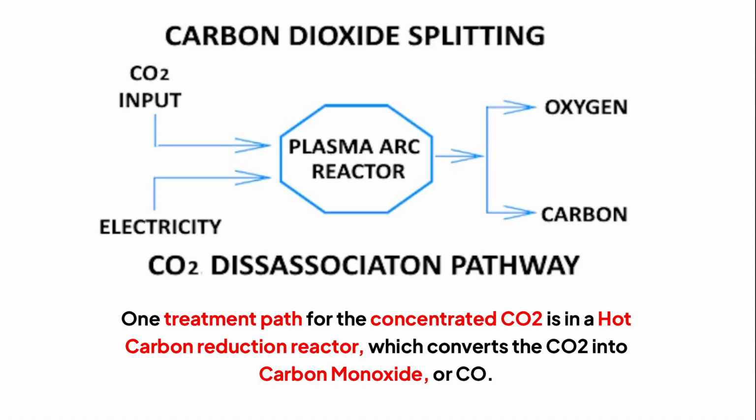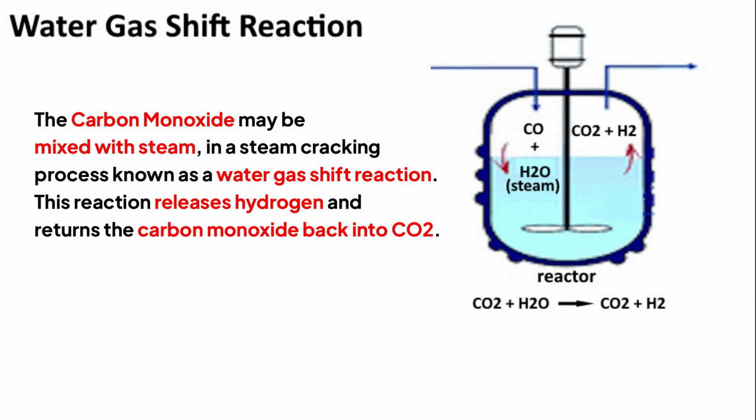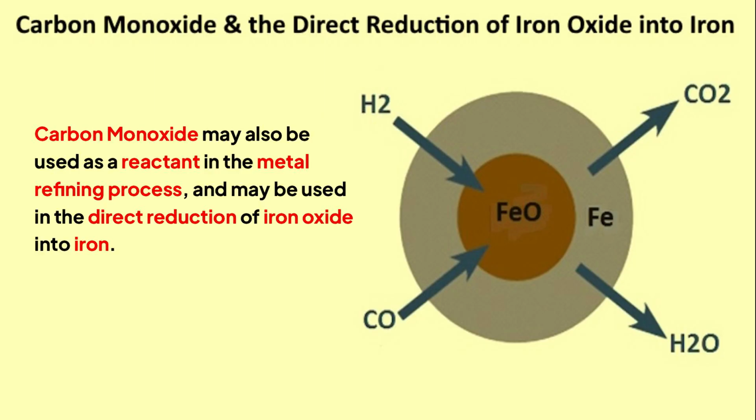One treatment path for the concentrated CO2 is in a hot carbon reduction reactor, which converts the CO2 into carbon monoxide, or CO. The carbon monoxide may be mixed with steam, in a steam cracking process known as a water-gas shift reaction. This reaction releases hydrogen and returns the carbon monoxide back into CO2. Carbon monoxide may also be used as a reactant in the metal refining process, and may be used in the direct reduction of iron oxide into iron.